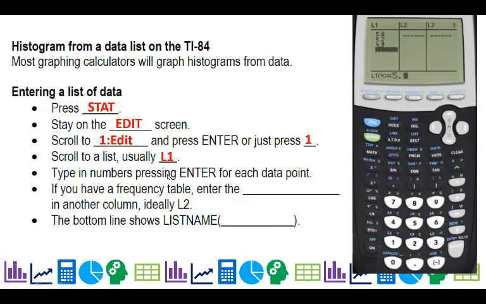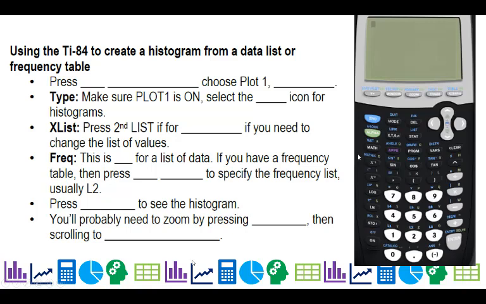Now, if you have a frequency table, you can also enter on this side the frequencies associated with this number. So you can do that, and then this 6 right here basically shows you how many data points you have in your list. The next part is graphing it.